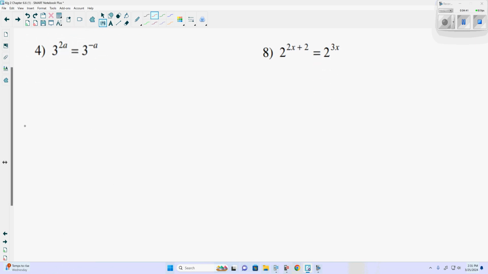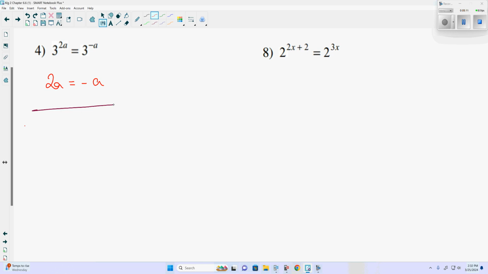3 to the 2a is equal to 3 to the negative a. Since the bases are the same, the exponents have to be equal. So our 2a has to equal negative a. For whatever value of a that makes this statement true, we'll make the two equations be equal. We can't quite divide it yet. We'd want to divide after we get all the variables on the same side. So what can we do first?